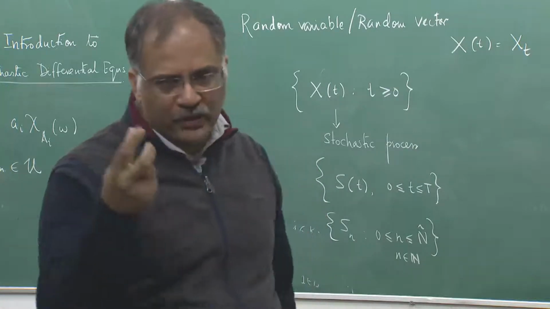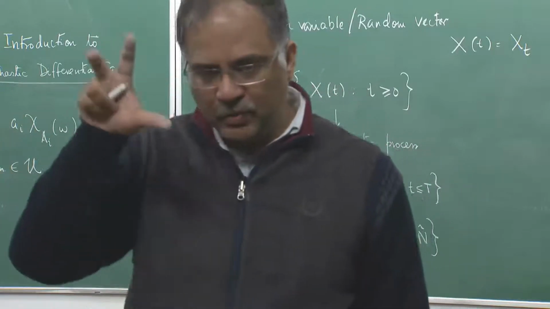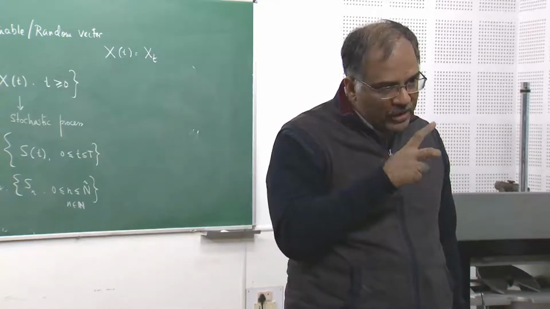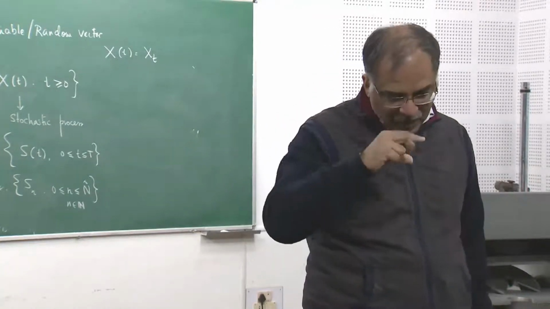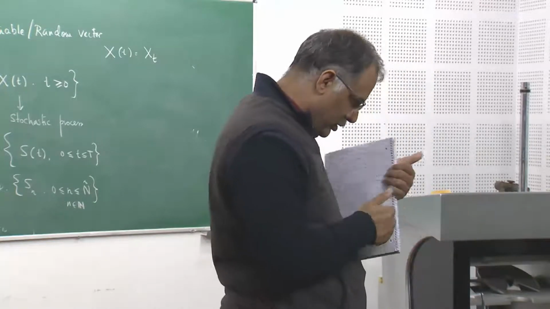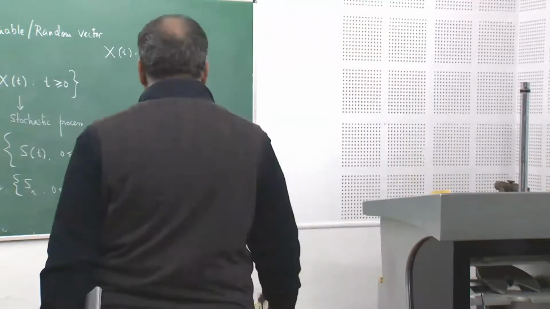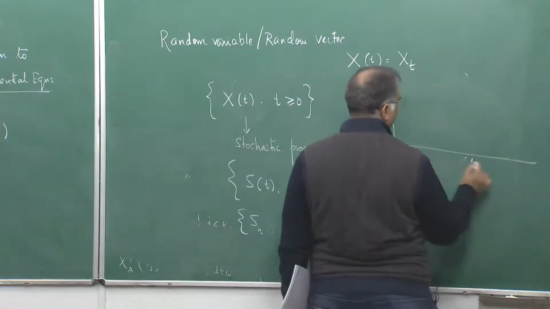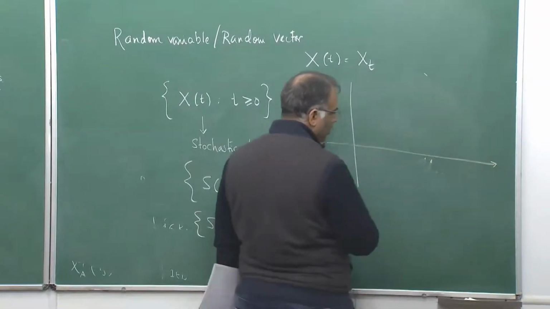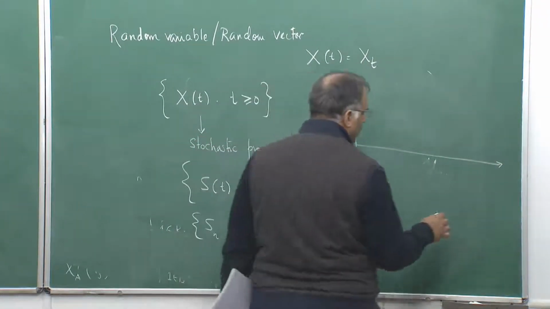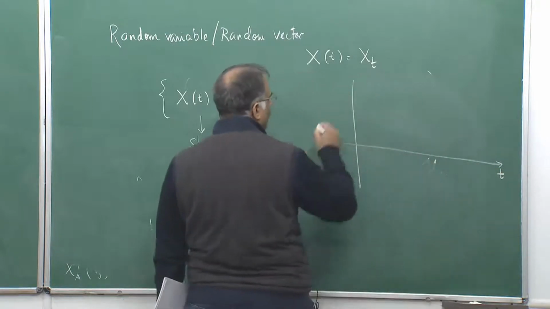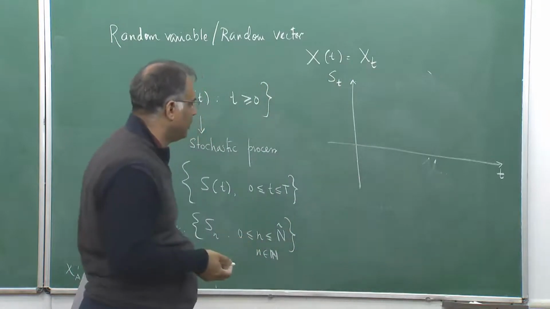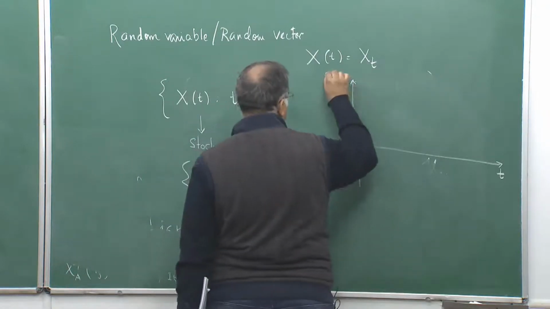So, if you take a fixed omega from the sample space and then calculate S_t(omega) for every random variable, for every t there is a different random variable, then what you would get is a sample path of a stochastic process. So, here what you have done is you have t on one axis and here you have S of t or X of t, does not matter, maybe X of t.